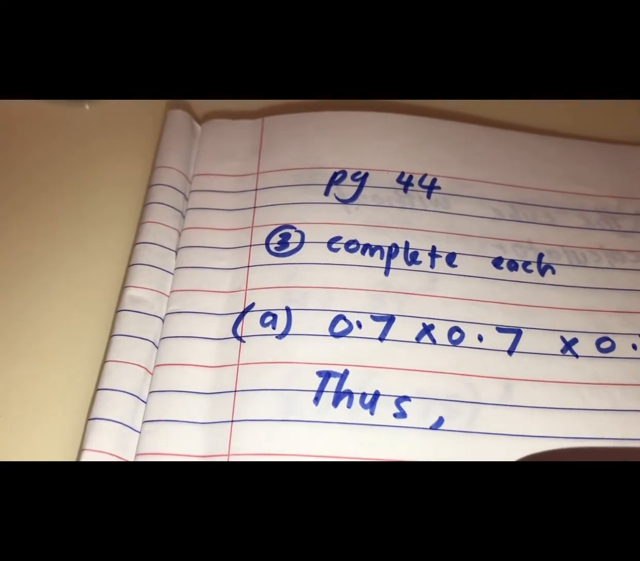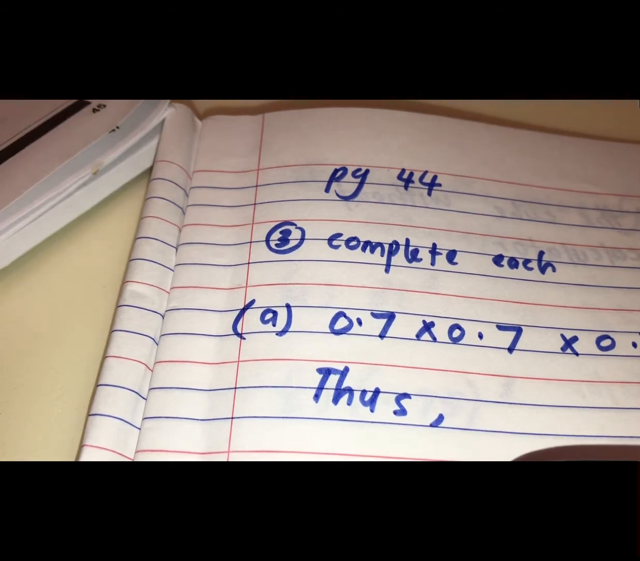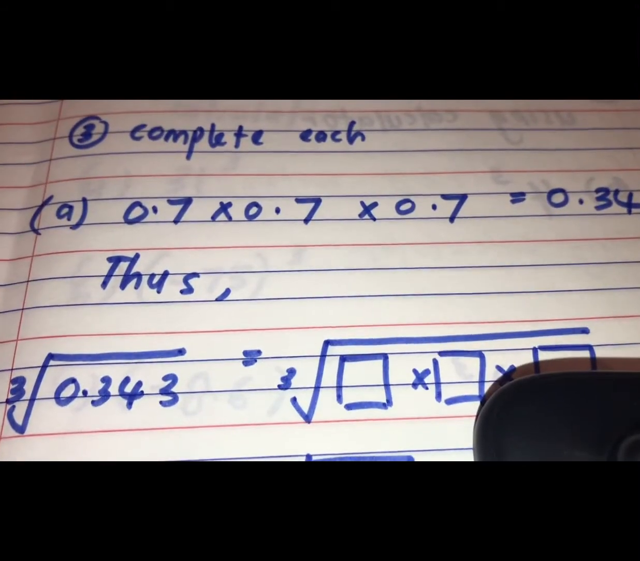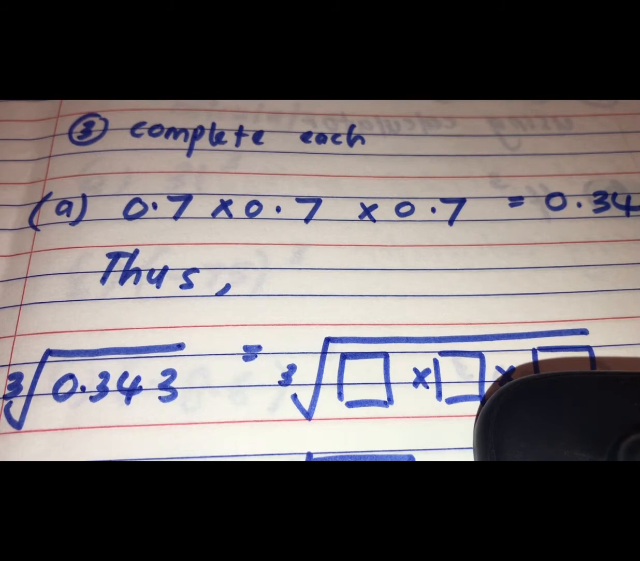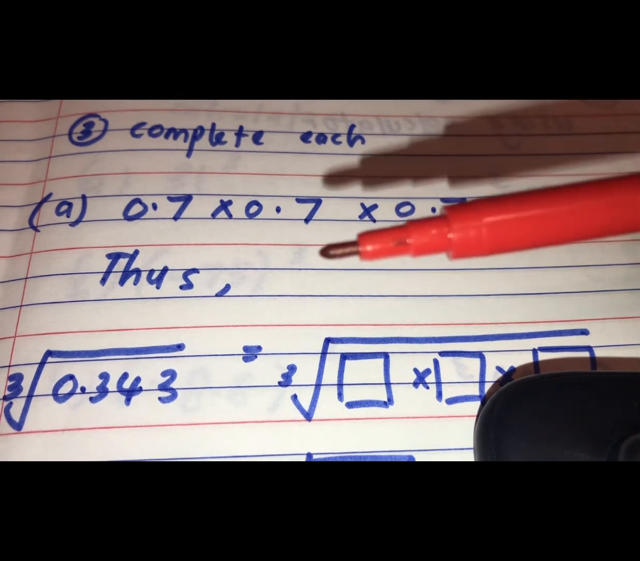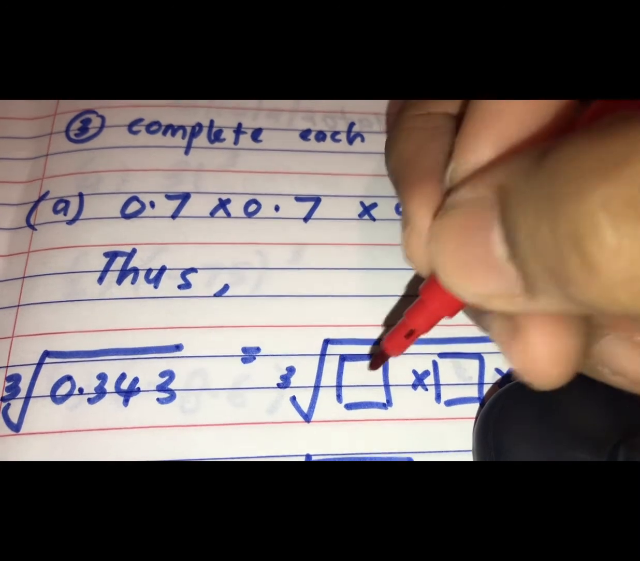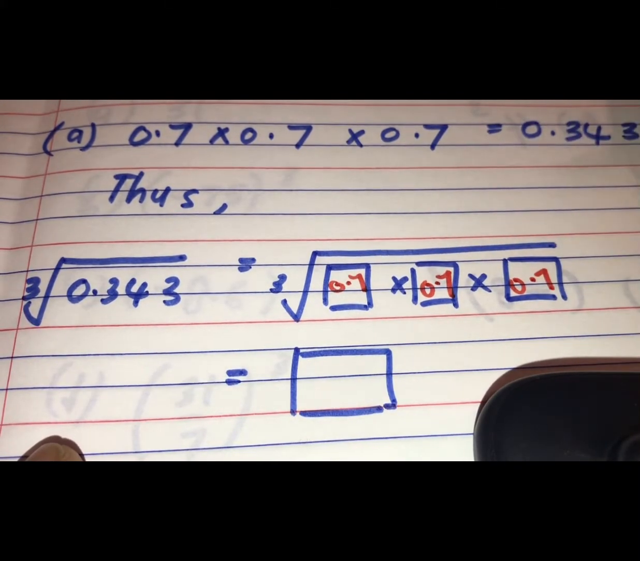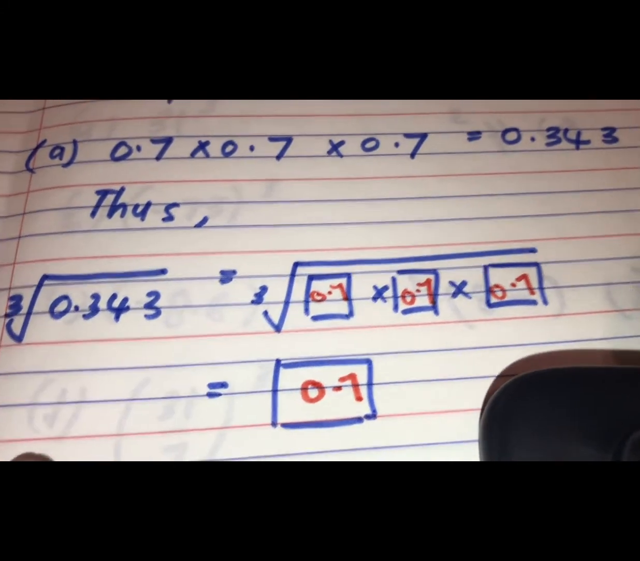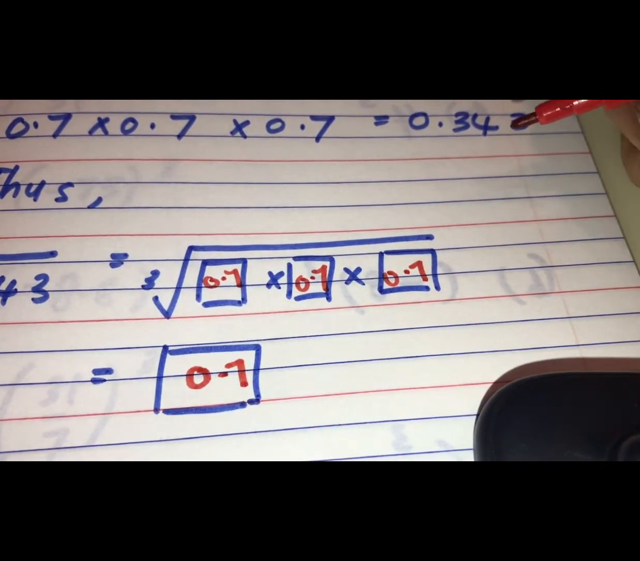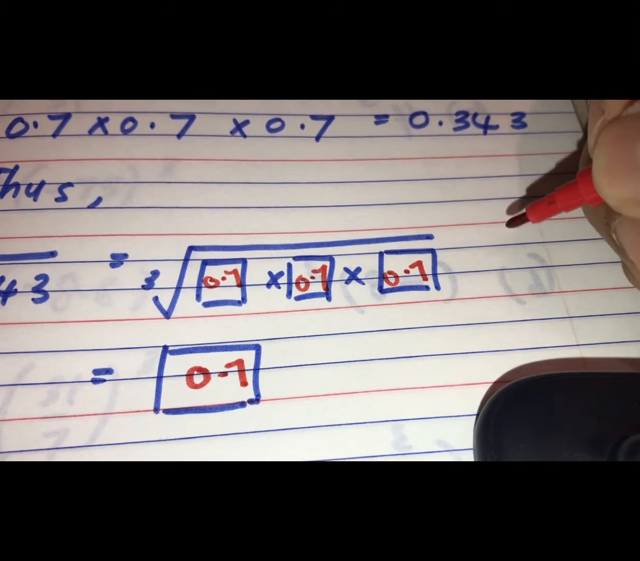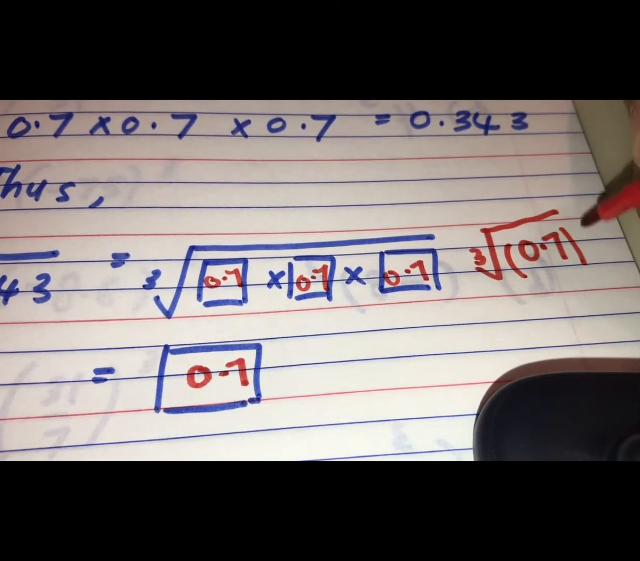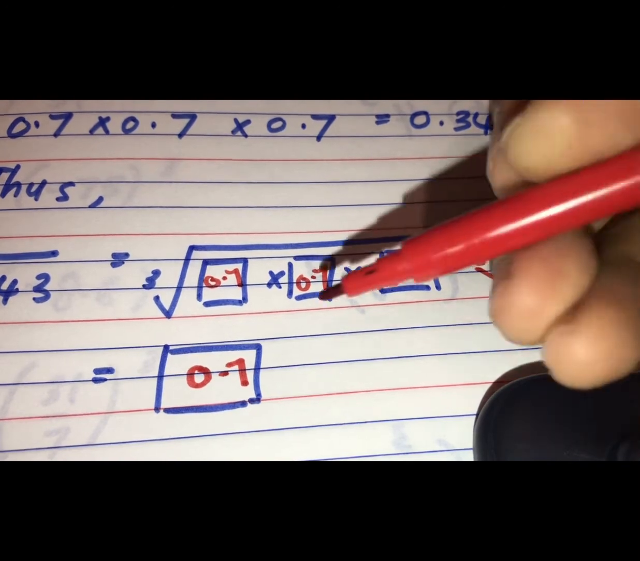Next, page 44, complete the following. The concept is like square and square root, but this one is cube. So cube and cube root. If 0.7 times 0.7 times 0.7, you get 0.343. When you cube root 0.343, you will get this back, 0.7 times 0.7 times 0.7, and then you will get the answer only 0.7. Remember the concept from before: if the square root meets the square, you can cancel the square and square root. Now with cube, this is cube root and cube, because 0.7 has 1, 2, 3, that means 0.7 cube. Now you can cancel this and this, so you get 0.7 only.